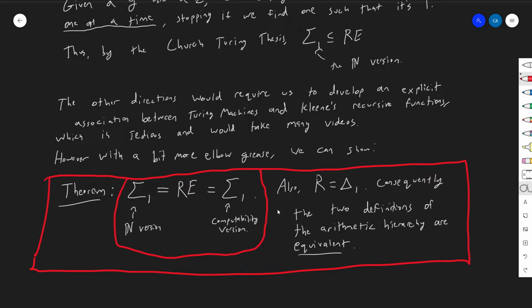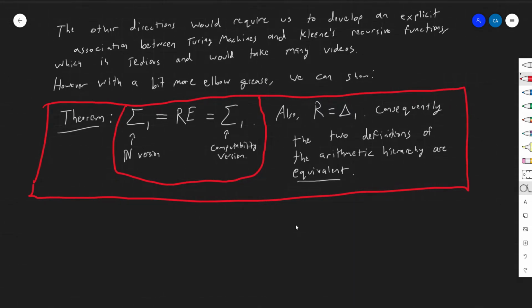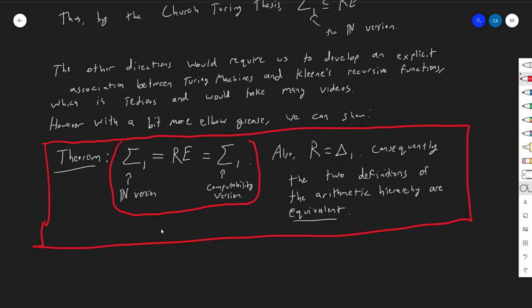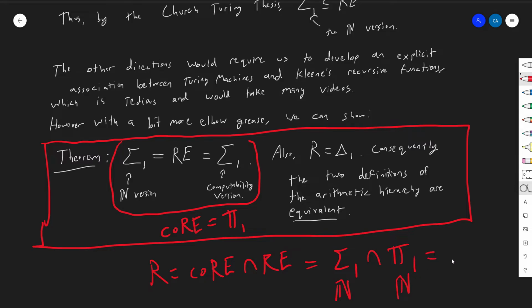If that's the case, then of course it follows that the entire arithmetic hierarchy is the same, because of course then you also have that co-RE is equal to pi 1, and then remember that R is equal to co-RE intersect RE, but if you have this already, then that's equal to sigma 1, the natural numbers version, intersect pi 1, the natural numbers version, and that's equal to delta 1.